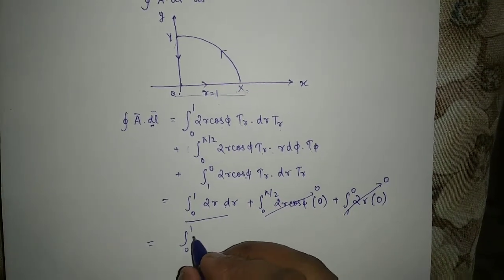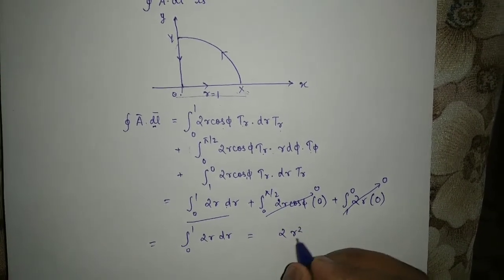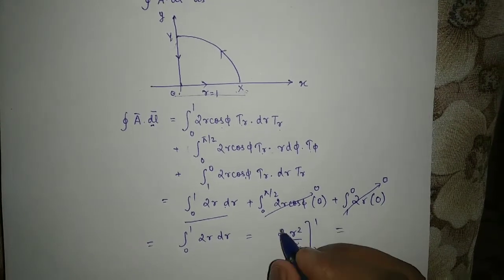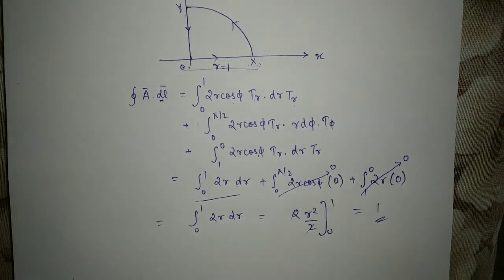So the remaining term is 0 to 1, 2r dr, so 2r square by 2 from 0 to 1, so the 2 cancels and this is 1, so the answer is 1. Thank you.